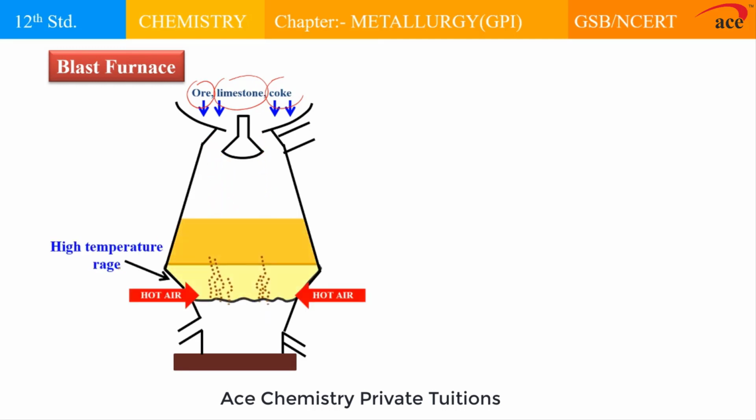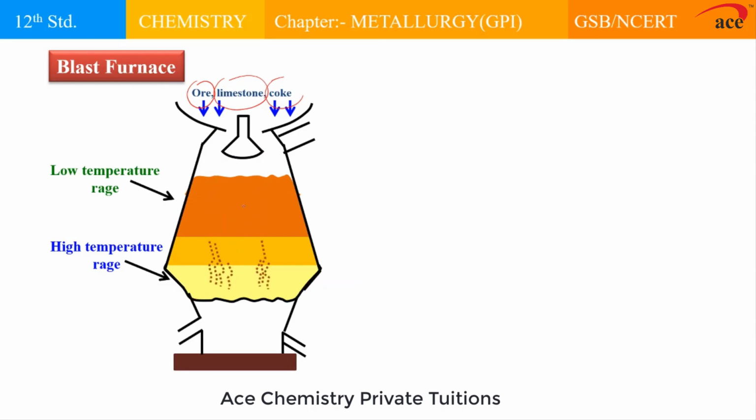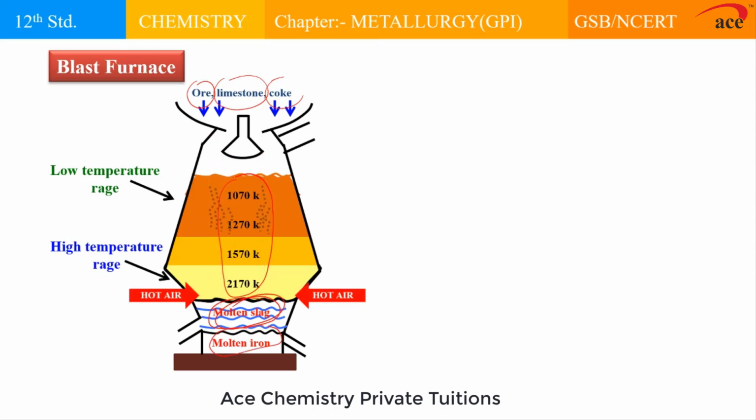This causes formation of carbon monoxide. This is the region where you will find the highest temperature, and as we move up into the furnace, the temperature decreases. You can remember the range of temperature: around 2170 Kelvin to 1070 Kelvin. Now, all the impurities, the molten slag and the molten metal which is formed, form two different layers. The upper layer consists of molten slag and the lower layer consists of molten iron metal. These two layers are obtained because of the difference in densities.